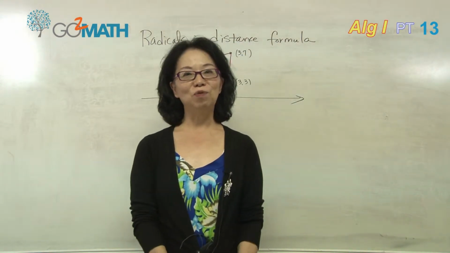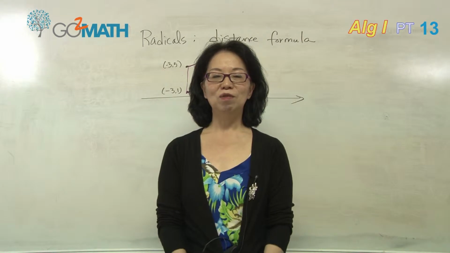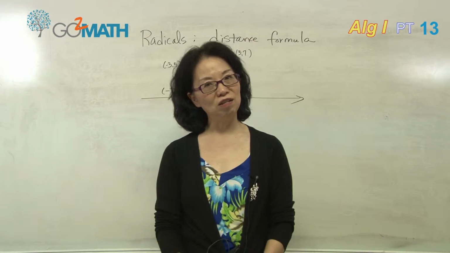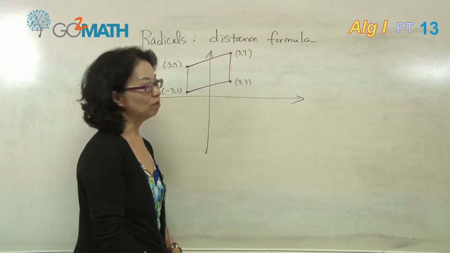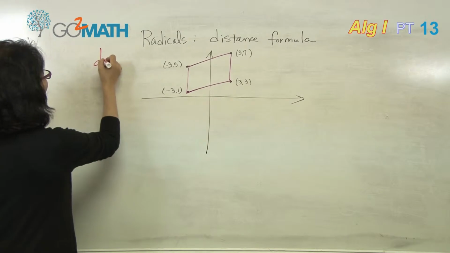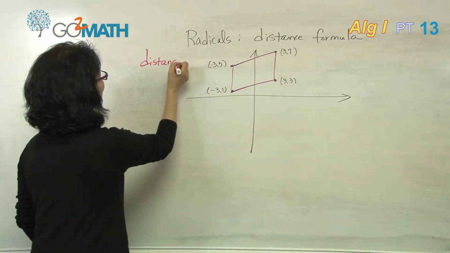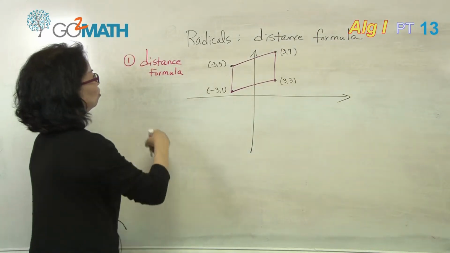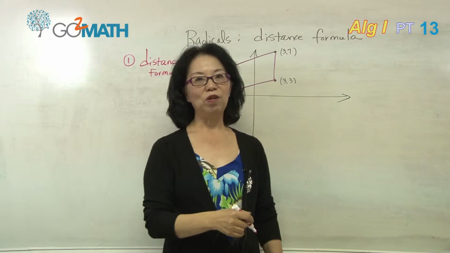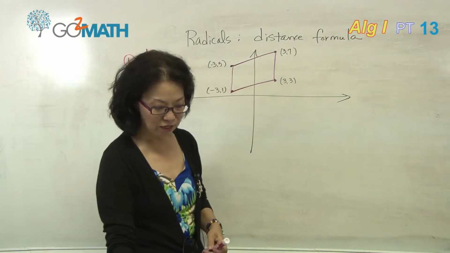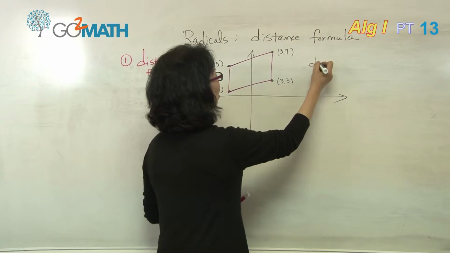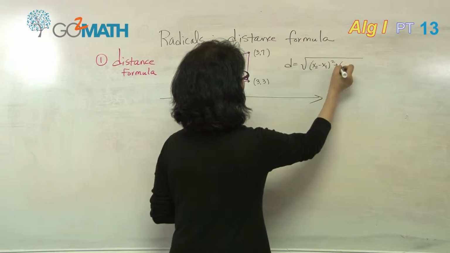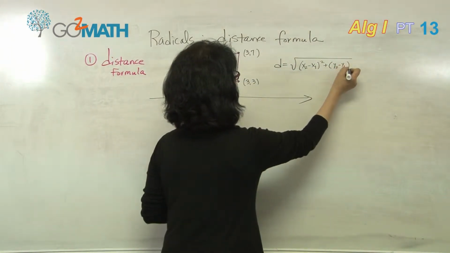Today's presentation is radical and distance formula. Most of the time radical numbers come from the distance formula. So I'm going to write the distance formula first. To talk about this radical, we have to know the distance formula, which is d equals square root of (x2 minus x1) squared plus (y2 minus y1) squared.